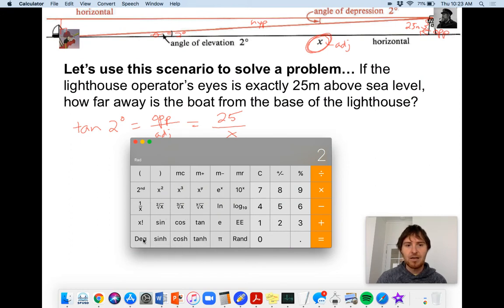But anyways, tangent, and make sure you're in degree mode. It says rad. Good, because if I hit it, rad shows up there. No, I don't want rad, I want degree. There we go. Hit the tangent button, boom, we get this.